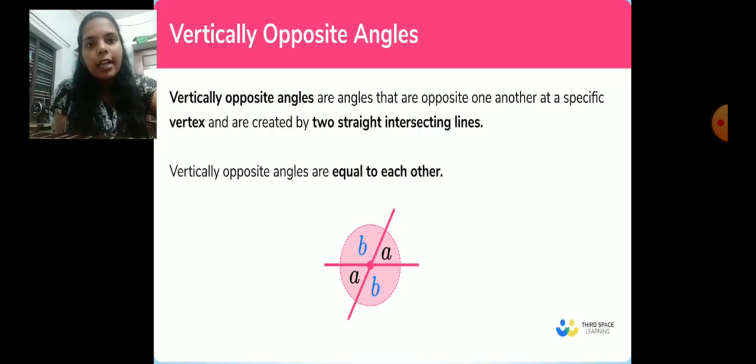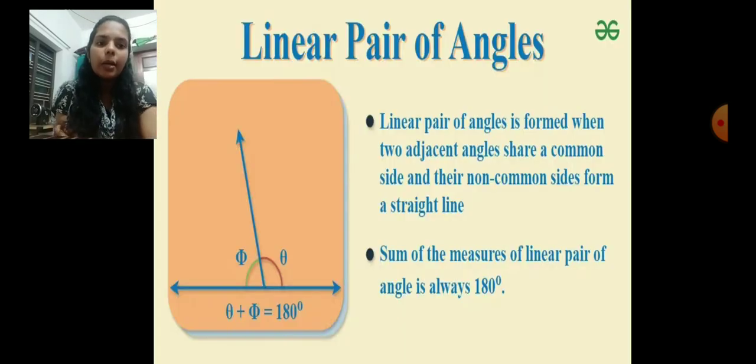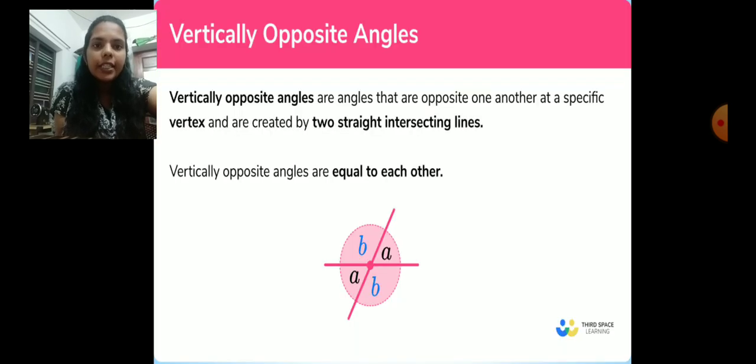Vertically opposite angles. Vertically opposite angles are the angles that are opposite one another at a specific vertex and are created by two straight intersecting lines. Vertically opposite angles are equal to each other. A linear pair of angles sums to 180 degrees, while vertically opposite angles are equal. We get two straight intersecting lines. This is vertically opposite angles.